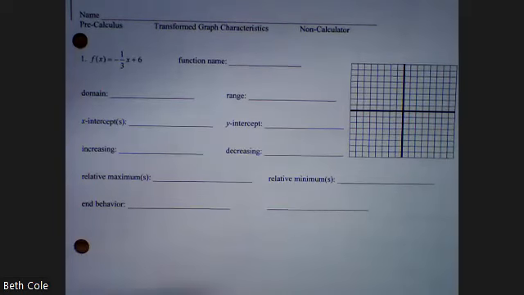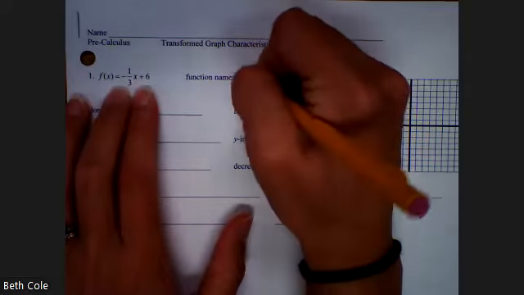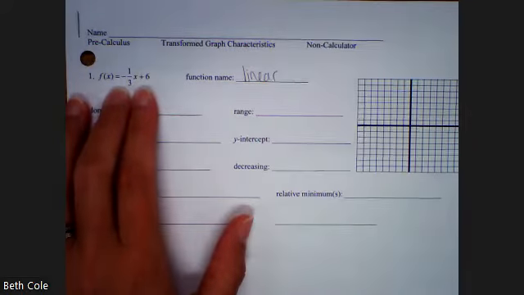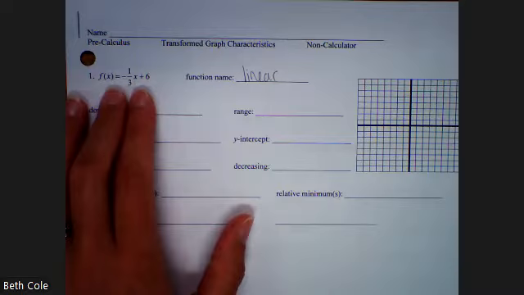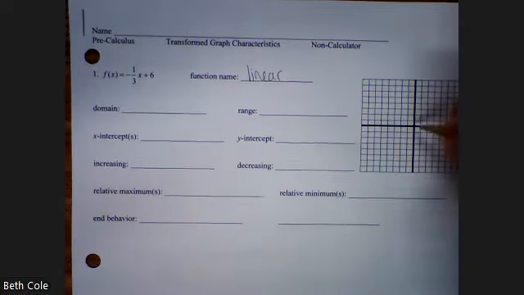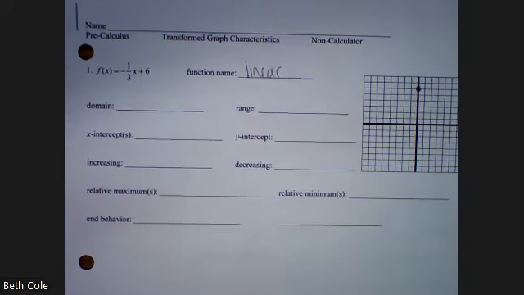So let's go ahead and graph this first one. What kind of function is this? Linear. Good old y equals mx plus b. So where will we start by putting a point? Yeah, up 6, so 0, 6. So right there.